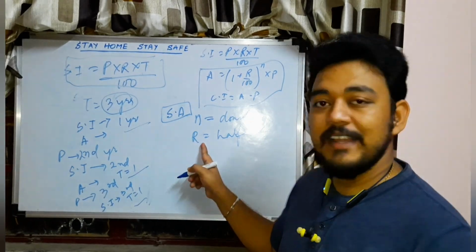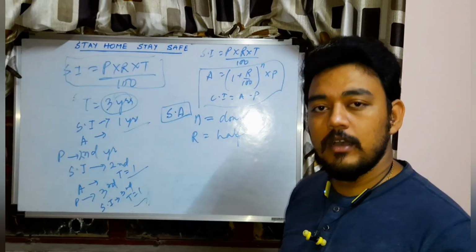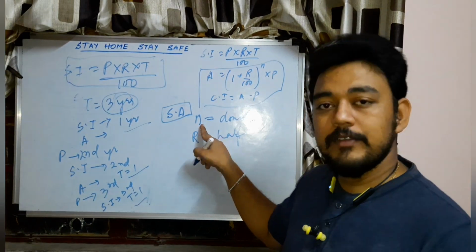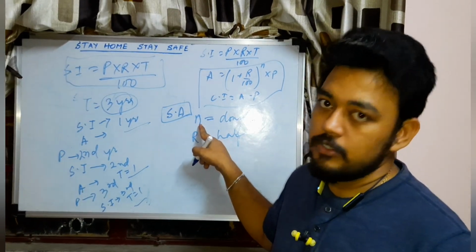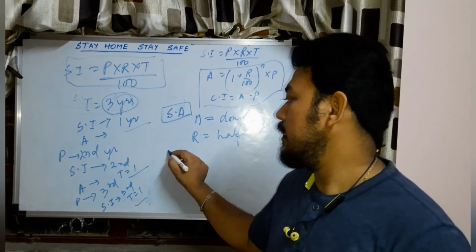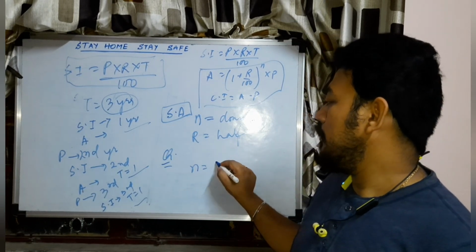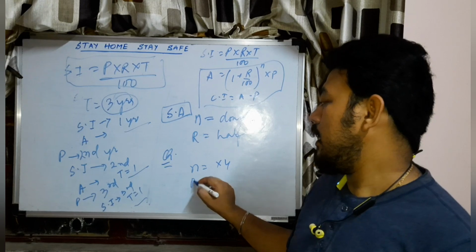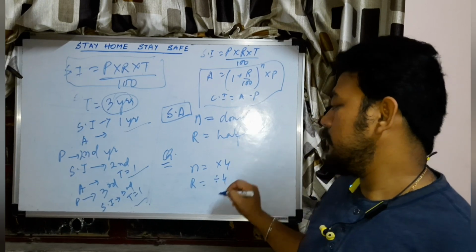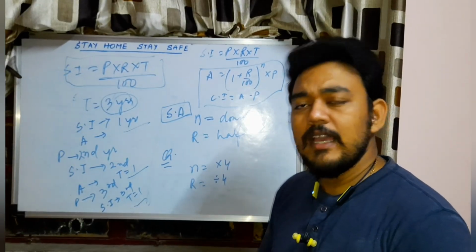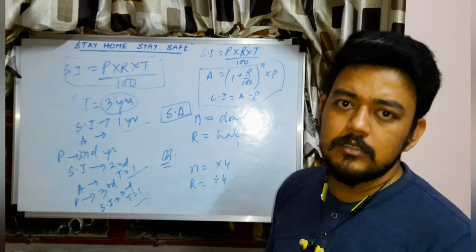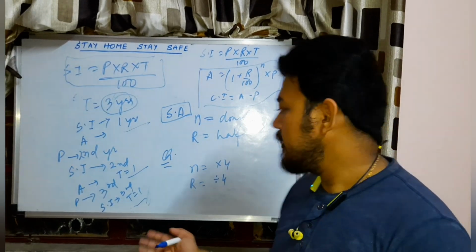That means whatever the rate given, you have to divide it by 2, and whatever N is, you have to multiply it by 2. Now if it is quarterly, then N you have to multiply by 4, and R you have to divide by 4. Like that. If any other condition is given, now I think you can do it.